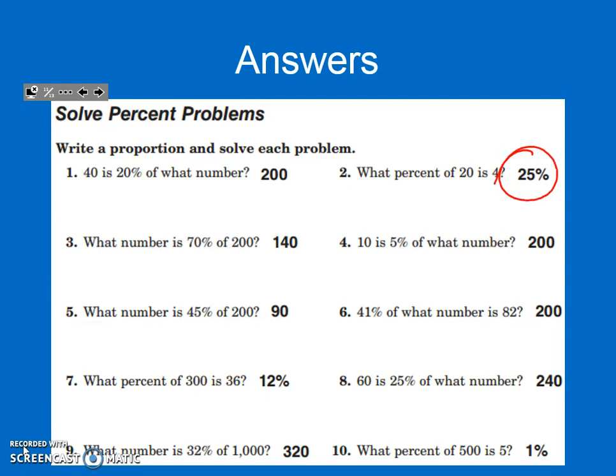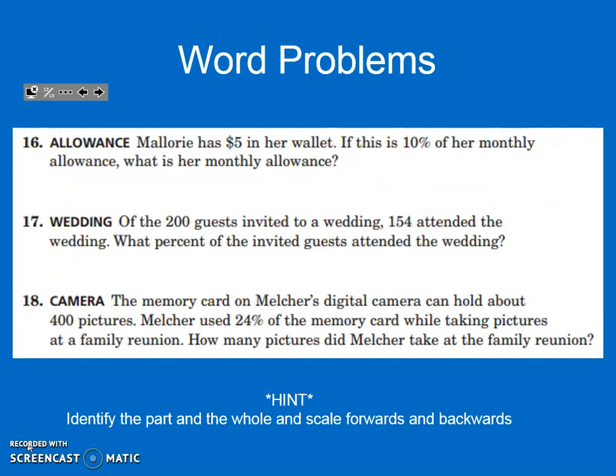So let's see, what percent of 20 is 4? Let's set this up. Looking for the percent of 20 as 4. So I need to get to 100. So yes, this should have been 20, because this times 5 gives me 100, so 4 times 5 should give me 20. So this is not 25%, this is 20%. If you got these correct, great. If you missed any of them, just make sure you double check to make sure you have it set up correctly. Alright, now let's take a look at some word problems.